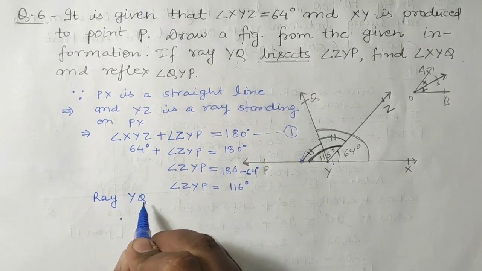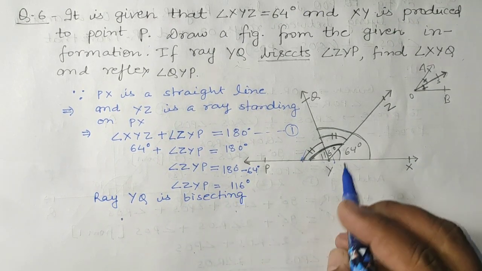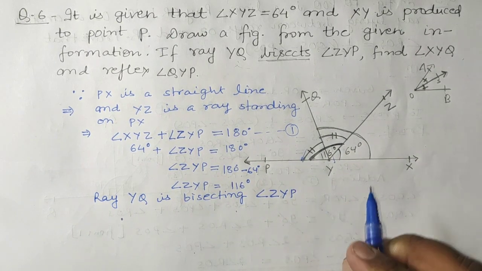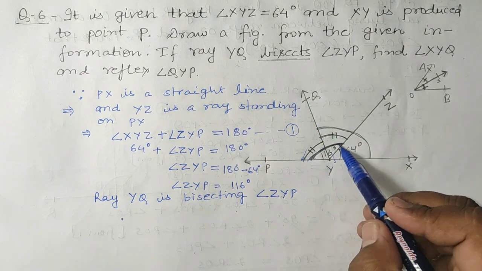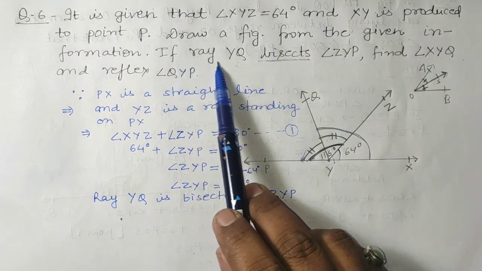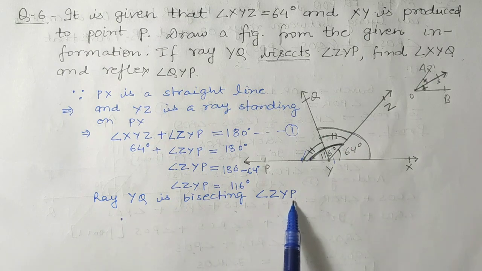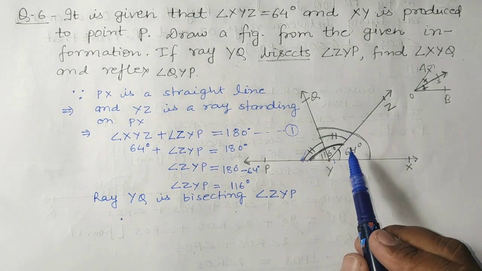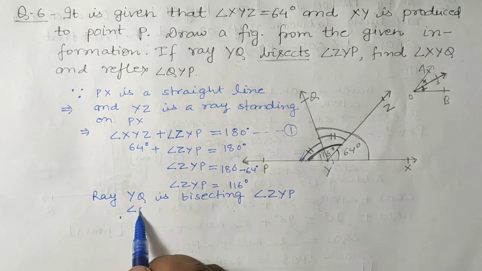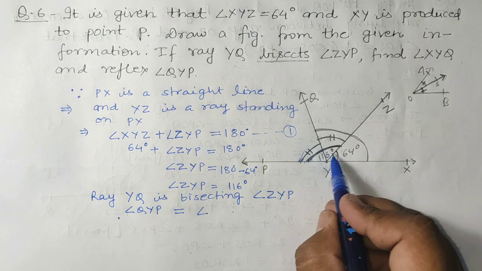Okay, now students, ray YQ is bisecting angle ZYP. See, this YQ ray is bisecting the whole angle. It is given in the question that ray YQ bisects angle ZYP. What is the meaning of this? That this angle QYP is equal to angle QYZ.